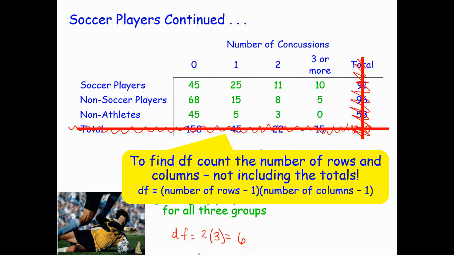So this data has 6 degrees of freedom. As it is, we're not saying it's a good set of data, but as it is, it's got 6 degrees of freedom. Now, do y'all want to know a shortcut so you don't have to remember the formula? Cross out a row, cross out a column. How many cells are left? 6. So cross out a row, cross out a column, and then count how many cells are left. That would get you your degrees of freedom.